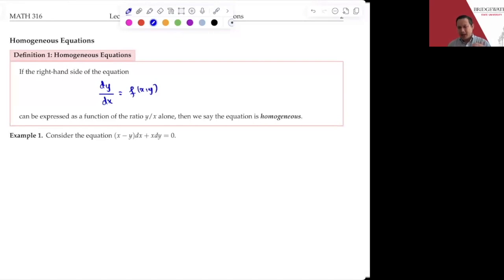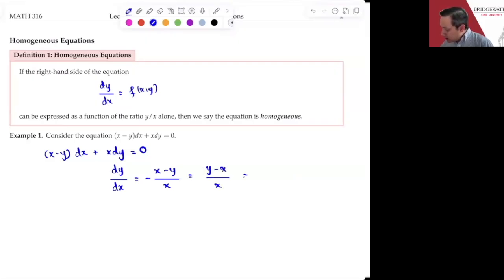Okay, so it's not going to be exact. So partial N partial y is not equal to partial N partial x, so you cannot use exact differential equations. But if you rewrite this in terms of the following differential equation, (x minus y) dx plus x dy equal to 0, then you have dy/dx equal to negative (x minus y) over x, or you can write (y minus x) over x, and this is y over x minus 1.